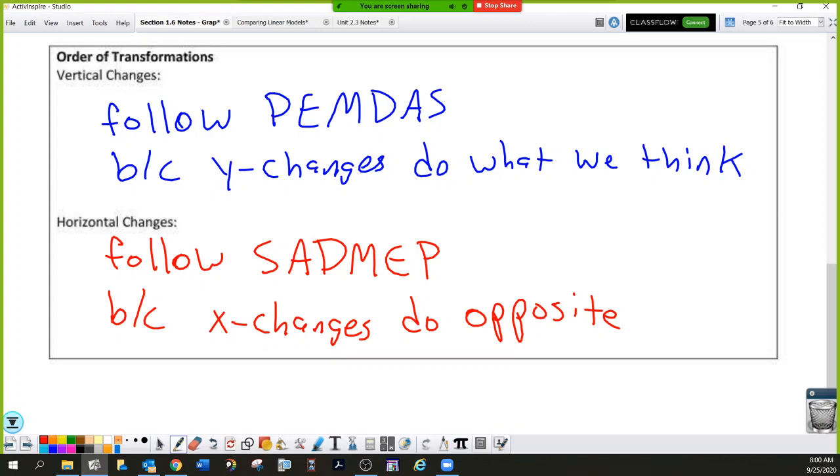Yes, sir. So are you saying you basically go letter by letter? You do P and then P for vertical and S for horizontal, and you just move down the line?